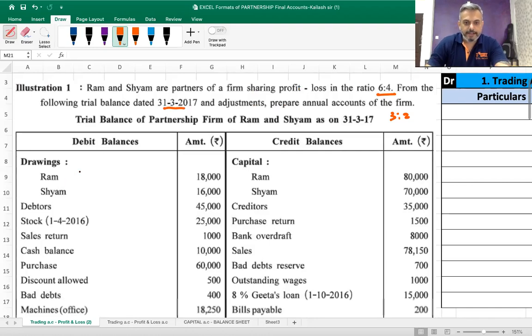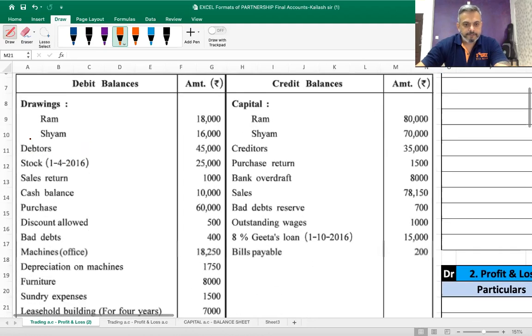Now drawings and capital will directly go to partners capital account. Debtors, it's your asset, so mark A. Stock, trading, you can also write trading debit, trading credit, but here it is already given debit balance. So we just write trading. Sales return, we deduct from sales. तो sales जहाँ पे दिख रहा है वहाँ पे टिक कर दो. तो ये चला जाएगा from minus sales. Cash balance, asset, purchase, trading, discount allowed, profit and loss, bad debt, profit and loss.